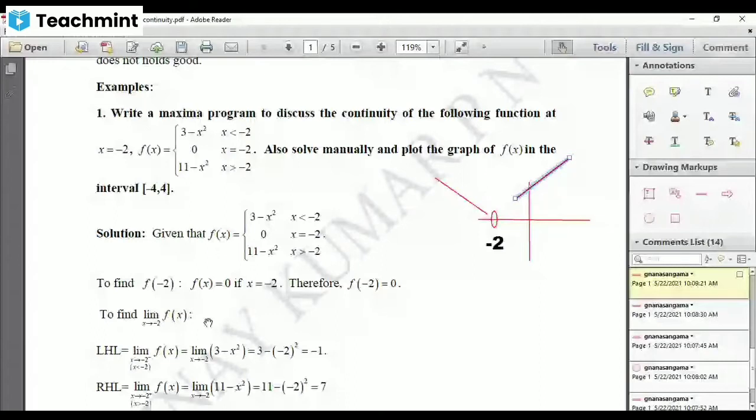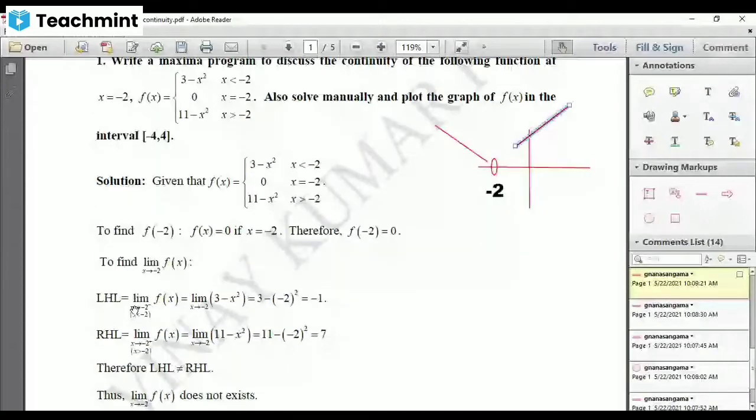Now let us find the limit. Limit as x tends to -2 of f of x. For that, you know that you have to find the left-hand limit and the right-hand limit. What is your left-hand limit? Limit as x tends to -2 minus of f of x. This minus indicates that your x is less than this number. What is that number? -2. So you have to give all the values to the left of -2. Then if x is less than -2, what is the corresponding f of x that you need to choose? When x is less than -2, you have to choose 3 minus x square. So your f of x is 3 minus x square.